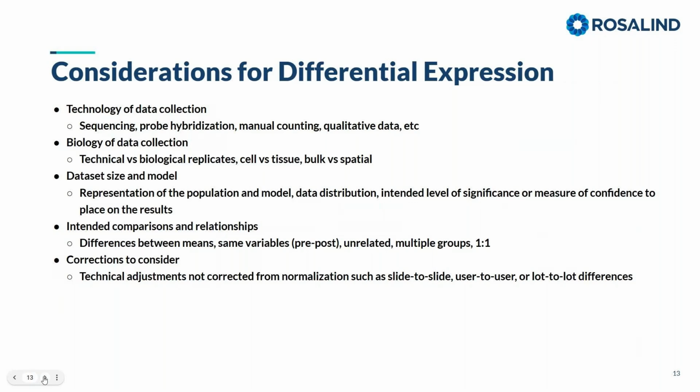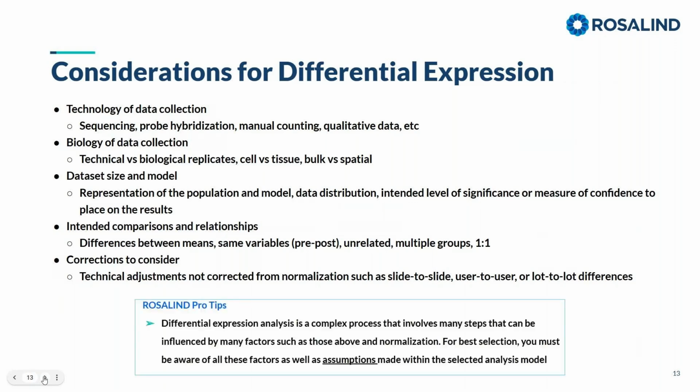So a lot of these things should already be corrected if you ran normalization correctly, which is covered in our previous MasterClass session. And then there's other things that could still need to be corrected, so maybe technical or biological adjustments. All of these different things can come into play that you may not realize are important to consider when you're running differential expression.